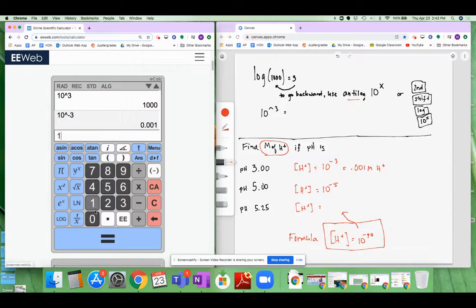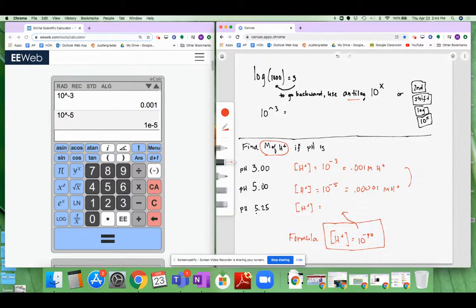10 to the power of negative 5 equals 1 times 10 to the negative 5, the same answer as we thought, which is the same as 0.00001 molar H plus. So between 3 and 5, it is 100-fold difference in concentration of H pluses. This is 100 times more acidic because it's 2 powers of 10.